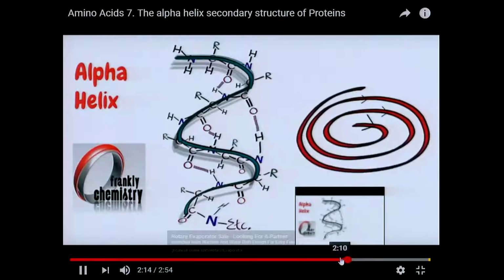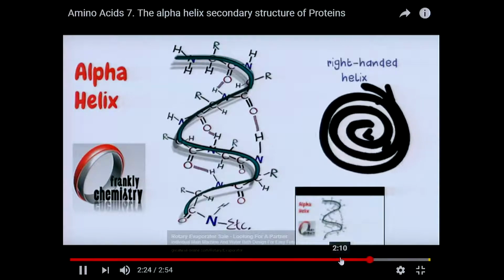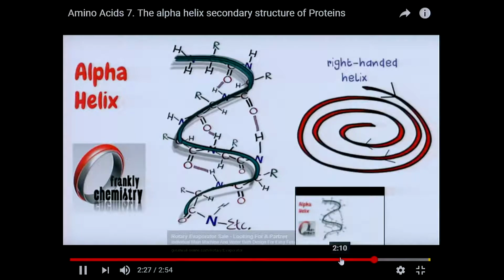If you look at it, the arrows show that as you turn through the helix and work your way down, you're turning clockwise or turning to the right. So let's invert that, turn it around, and see how it would appear from the opposite end. If you follow the arrows there, you'll see that the helix still turns to the right. So, a right-handed helix, the alpha helix.